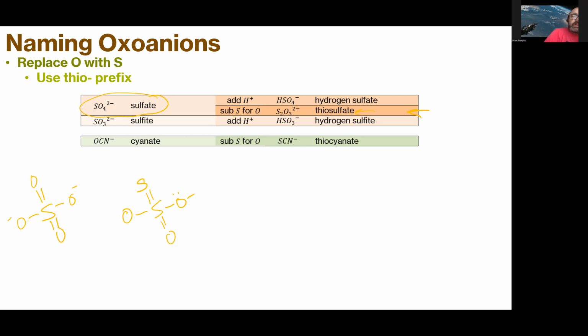Right, and we're not going to stress about how to draw these things at the moment. We'll get into that later. We're focusing on names. I went on a sidetrack.